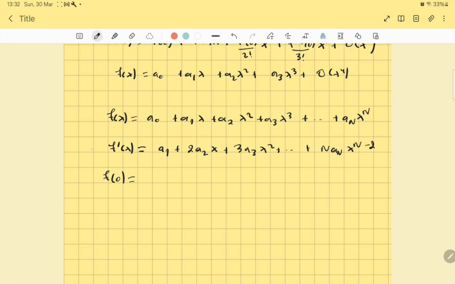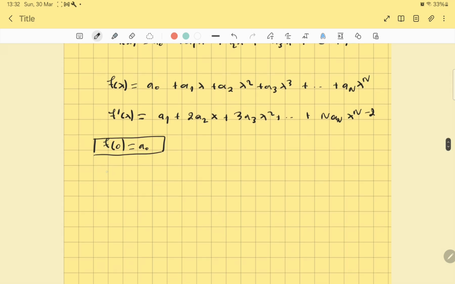Let's evaluate the function at 0. f of 0 is a0. Now f prime of 0. If I put in this expression x equal to 0, I just have a1.